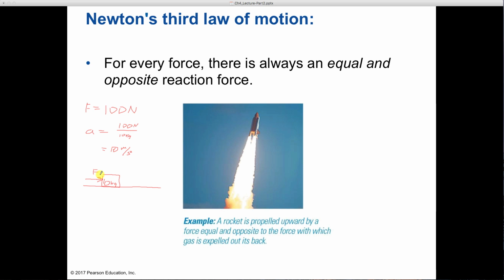Now, the word reaction isn't the best word because it tends to suggest that when some object acts on another object, that other object reacts and there might be some delay. Oftentimes when there's a reaction, there's a delay. Well, there isn't a delay here. What it means is that when one object pushes on another object, the other object pushes back at the same time with the same magnitude force, the same size force.